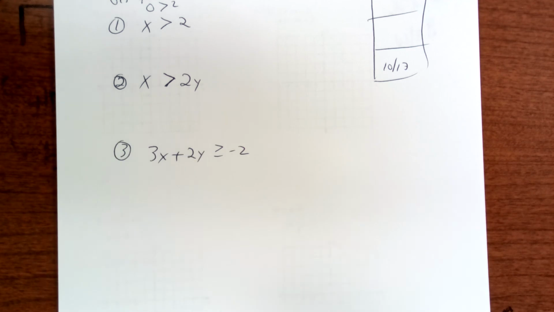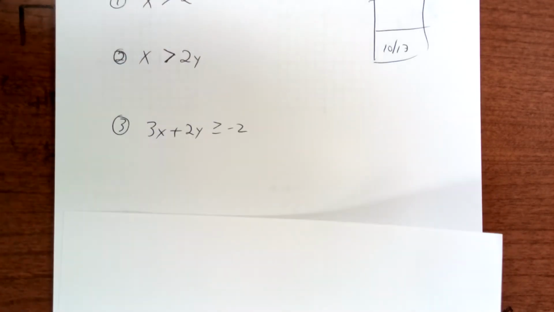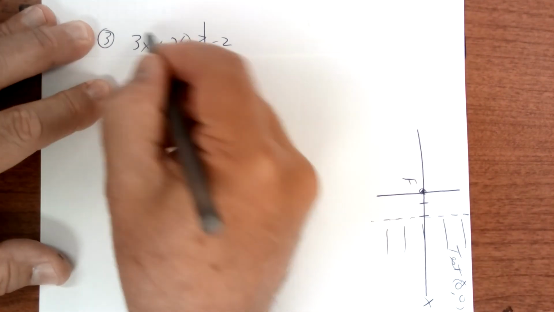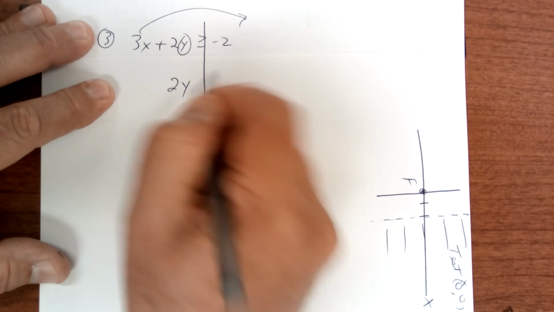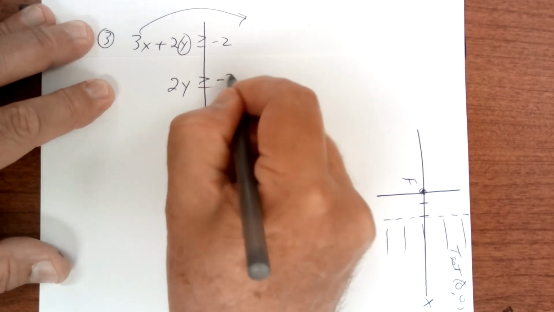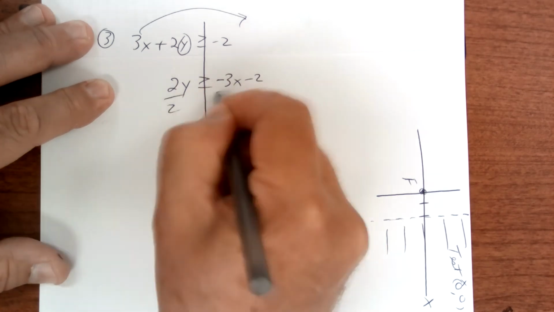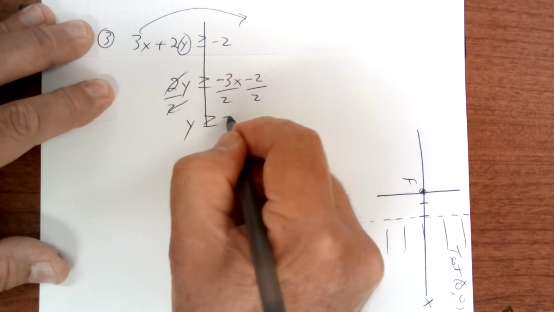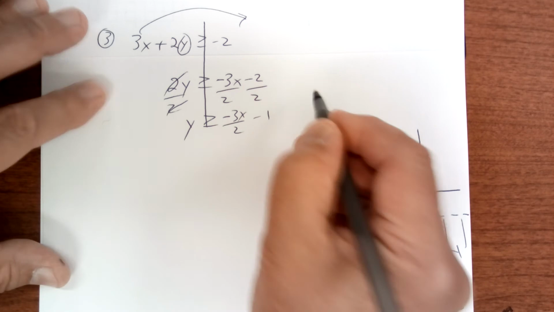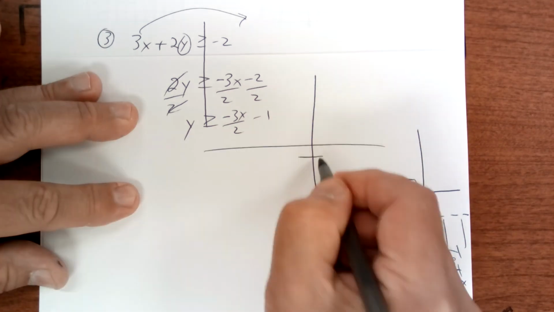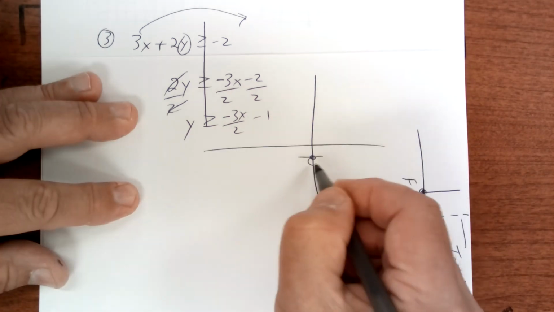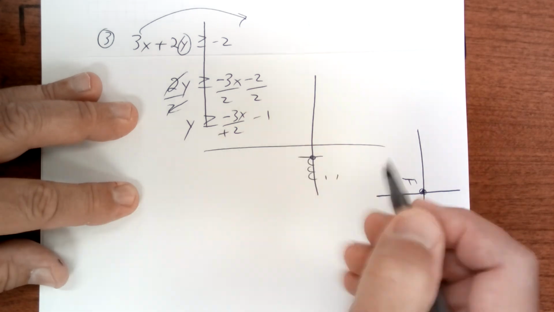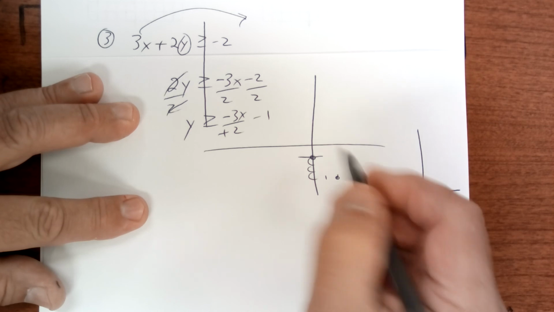One more. This one right here, what you're going to do is get y by itself. So draw a line. You're going to move the 3x over there. So you get 2y. You're going to get a negative 3x minus 2. You're going to divide by 2. And when you do, you're going to get this right here. So you're going to get negative 3x over 2 minus 1. So you're going to go down 1. Then you're going to go down 3 from that point, and then to the right 2, because that's a plus. So this one right here is solid because it's equal to.